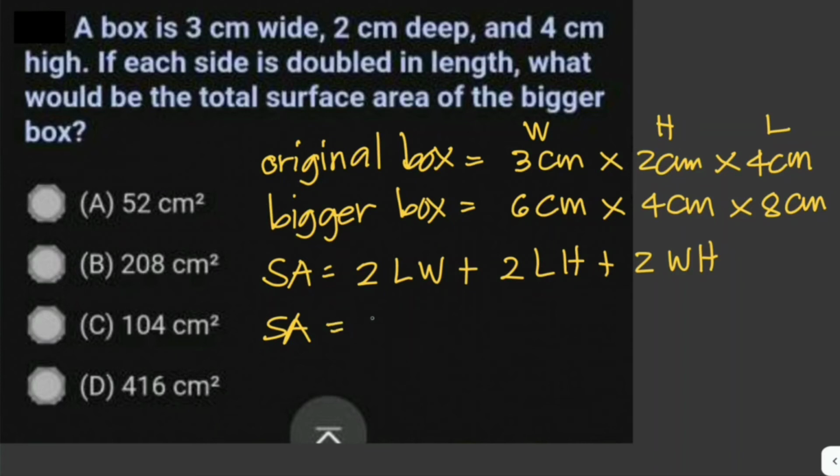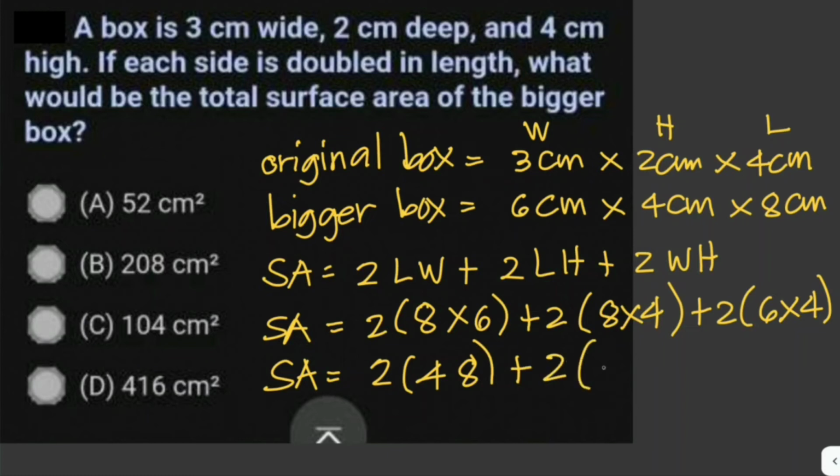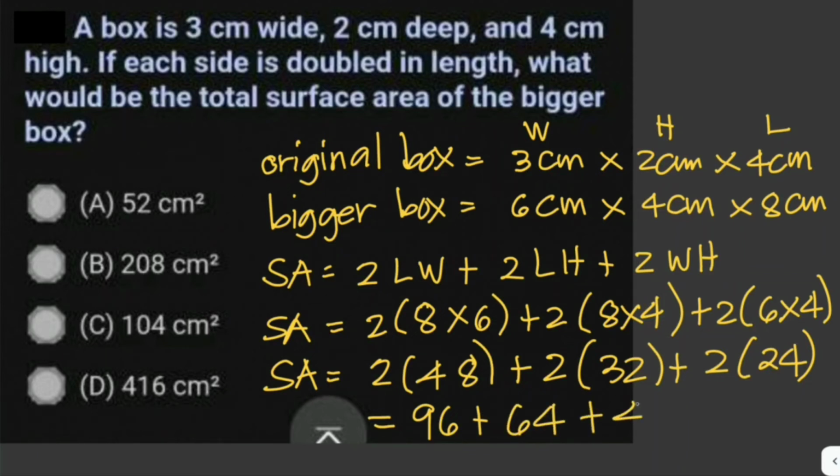So the surface area is just equal to 2 times the length, 8, because this is for the bigger box, 8 times 6 plus 2 times 4 times 8 plus 2 times 6 times 4. So this is just 2 times 48 plus 2 times 32 plus 2 times 24. So this is 96 plus 64 plus 48. So the total surface area of the bigger box is just equal to 208 square centimeters. So the answer here is letter B.